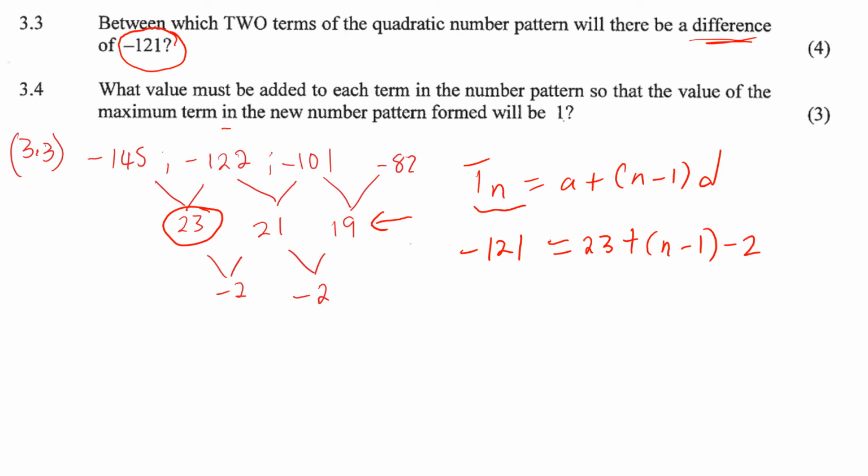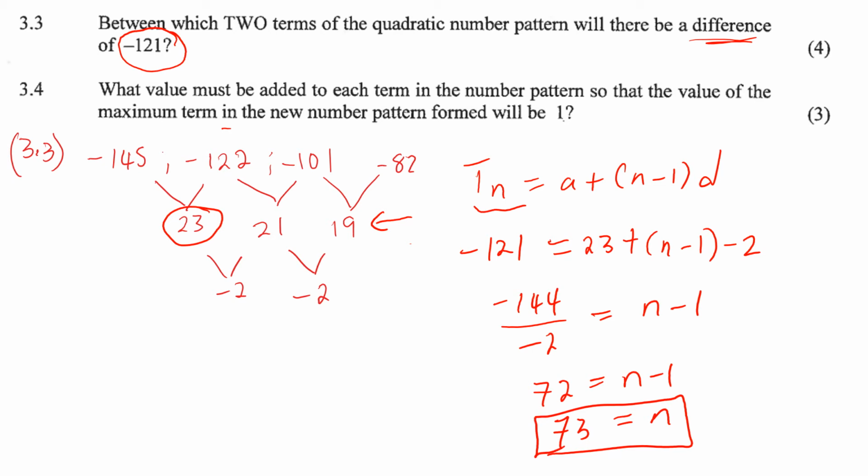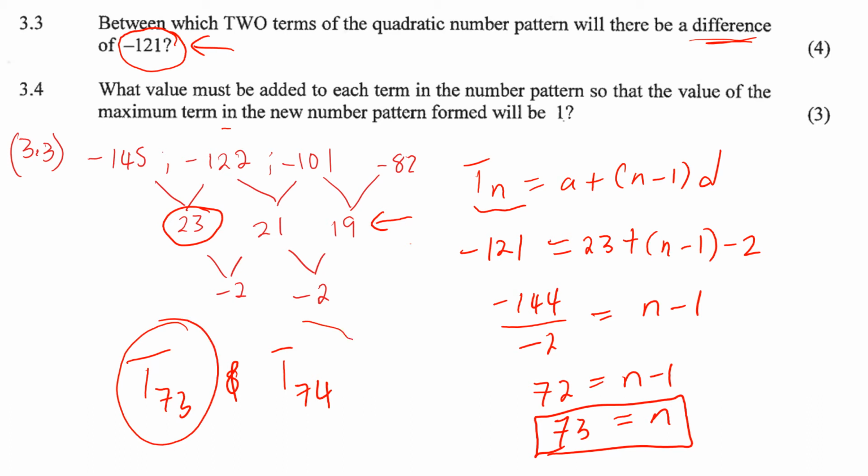We're going to solve for n by taking 23 to the other side. It will be minus 121 minus 23, which is minus 144. We divide by negative 2, and we'll be left with n minus 1. Minus 144 divided by negative 2 gives 72, which equals n minus 1. n will be 72 plus 1, which equals 73. Now we have found the position of this difference of minus 121. Then we can deduce that this difference is between term 73 and the next term, term 74. So we can answer the question, between which two terms of the quadratic pattern will there be a difference of minus 121? It is between term 73 and term 74.